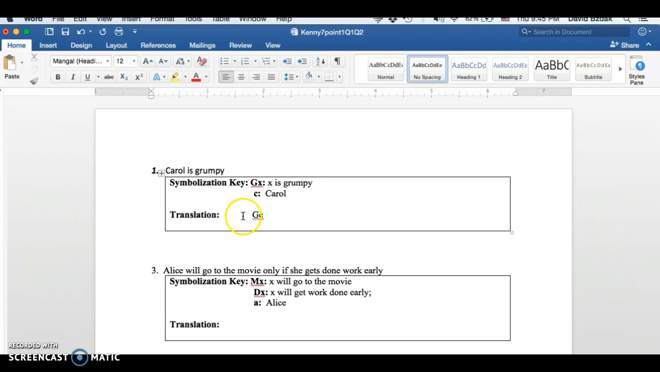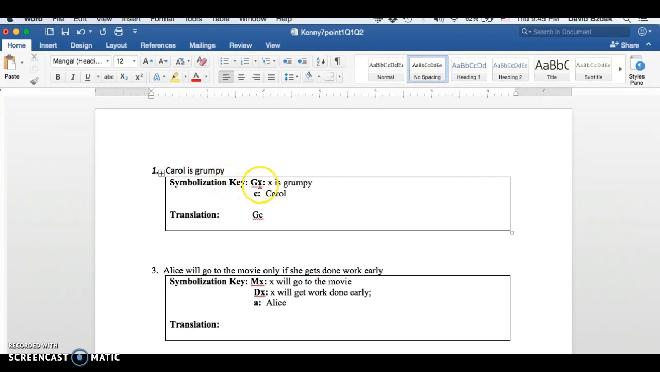Instead of having letters stand for whole sentences like we've been doing all semester, we're going to break sentences down into parts, specifically subject and predicate. The subject of a sentence is what the sentence is about. So in our first one here, Carol is grumpy. The subject is Carol. And the predicate is what is being said about the subject. So in this case, is grumpy.